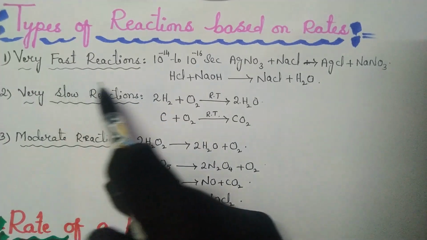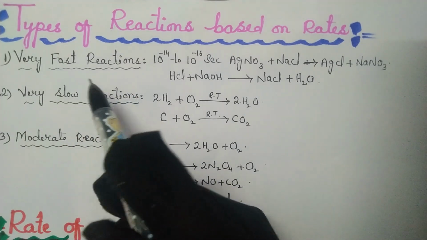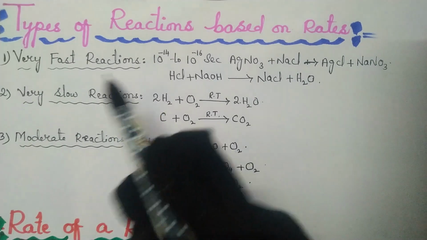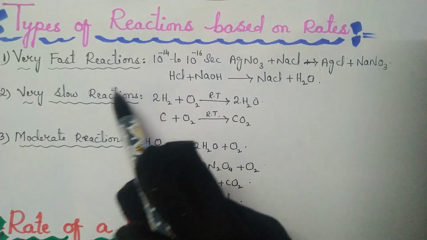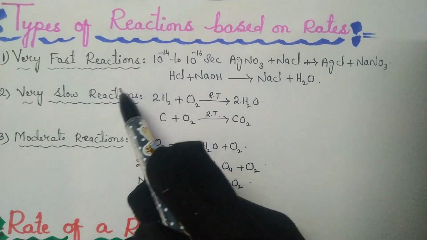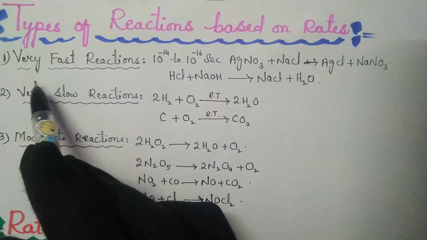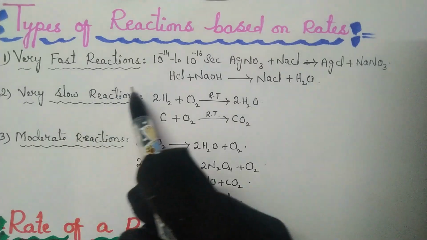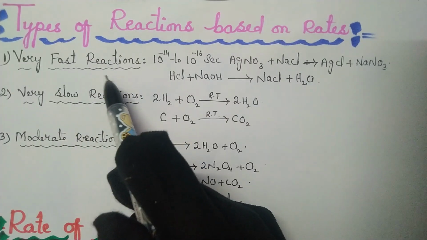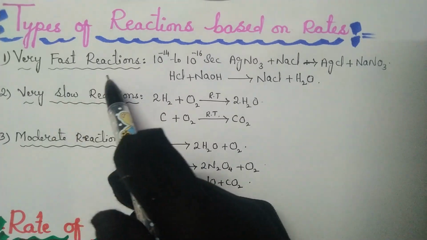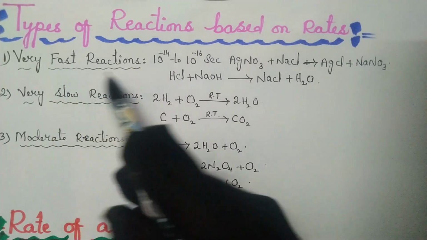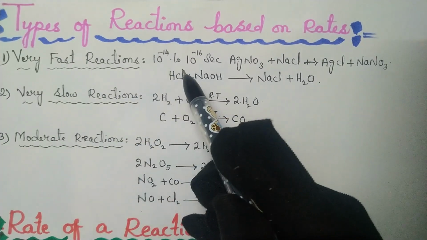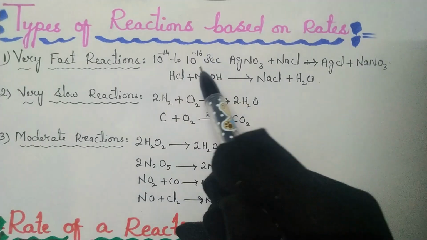Generally these reactions involve ionic species. Ionic species means the molecules or species which contain ionic bonds. As these reactions involve ionic species, they are also known as ionic reactions. Another name for this type of reaction is instantaneous reactions. These reactions take about 10 to the power of minus 14 to 10 to the power of minus 16 seconds for completion. Please note down this time.